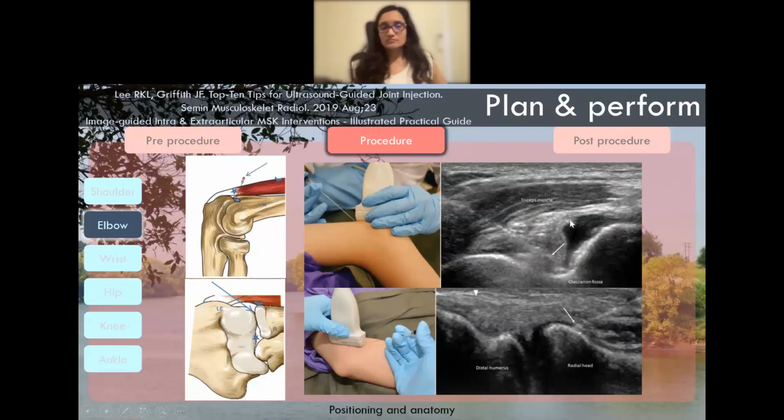Here we can see the olecranon fossa. This will be the triceps muscle, the capsule, and this is the extrasynovial but intracapsular posterior fat pad. And we can see this distended joint cavity and the needle tip at the olecranon fossa here. This is the posterolateral approach.